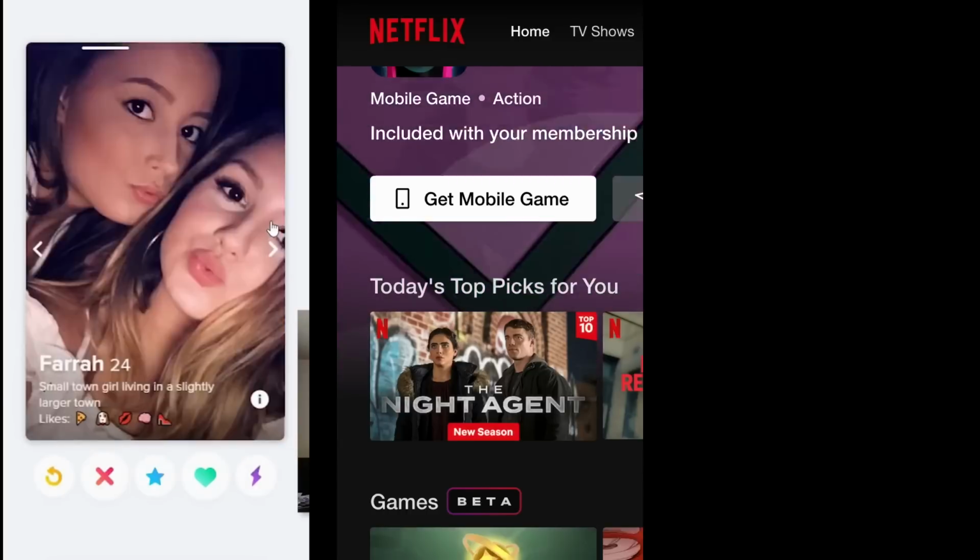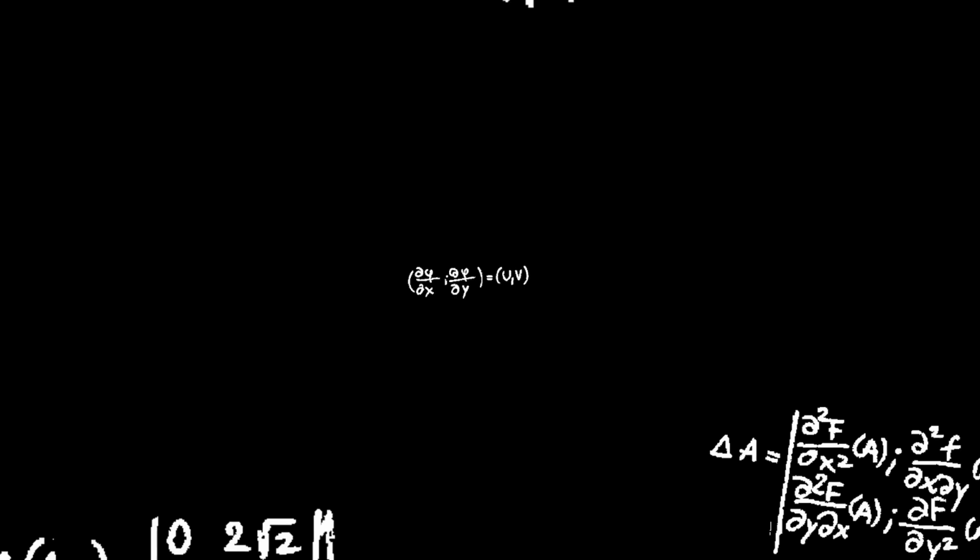What do Tinder, Netflix, and Spotify have in common? They all rely on the same mathematical tool to create matchings and recommendations, the dot product.